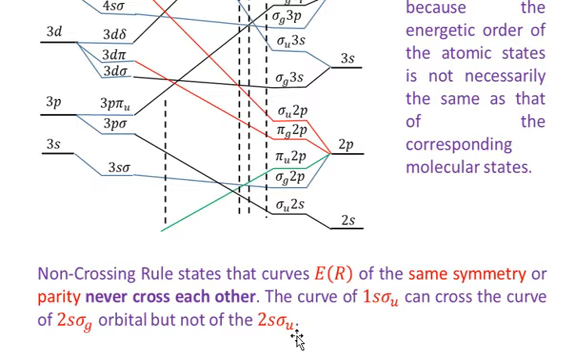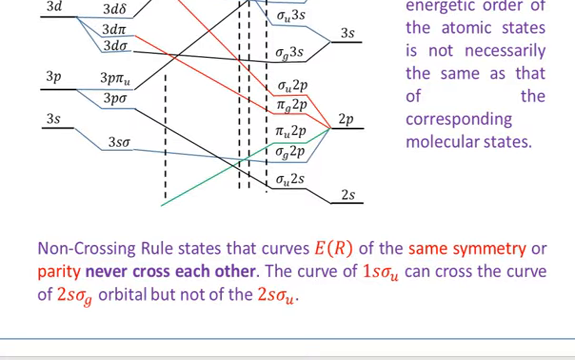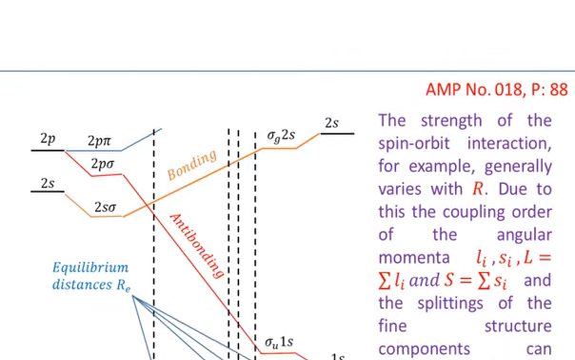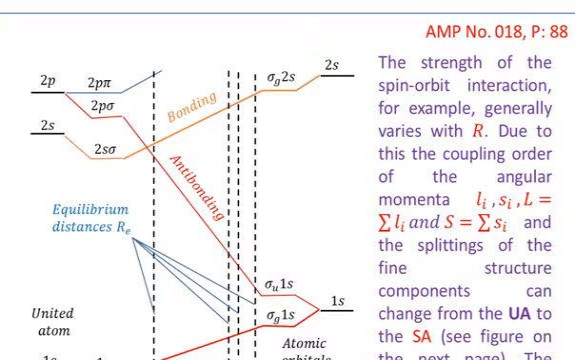So that is the non-crossing rule. With this correlation diagram, you can predict the molecular states, you can predict the energies of the molecular states in relevance with the atomic states, because the atomic states are well defined, and you can correlate the two states together following the crossing and non-crossing rules of the correlation diagram. So this is the second part of the correlation diagram, or you can say it is the lower part of the correlation diagram.